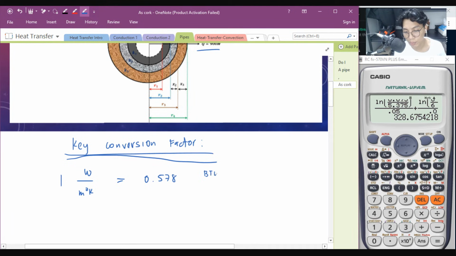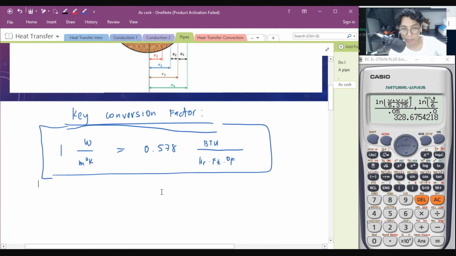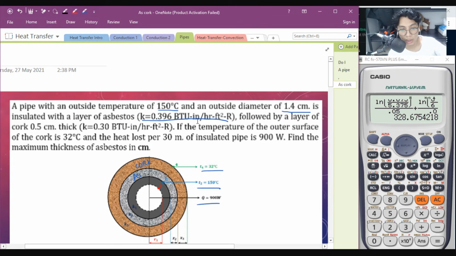BTU per hour feet degree Fahrenheit. Okay? Ito yung key conversion natin. Don't you ever forget this one. Malaking bagay ito. Okay? So, we can now convert itong mga resistances na to.